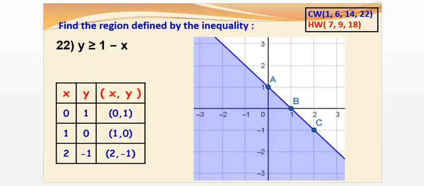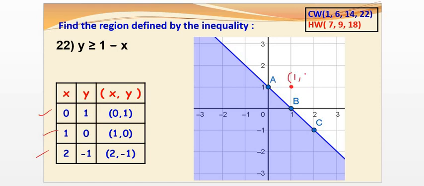So here is the answer for question number 22. Because it was y is greater than or equal to 1 minus x, this shows that we have to draw a solid line here and it's going to be a slanting line, and these are the ordered pairs that I selected. These are the values of x. Okay, then if you want to check, you can take any value from this unshaded region, place it over here in the inequality. Let's take this one.